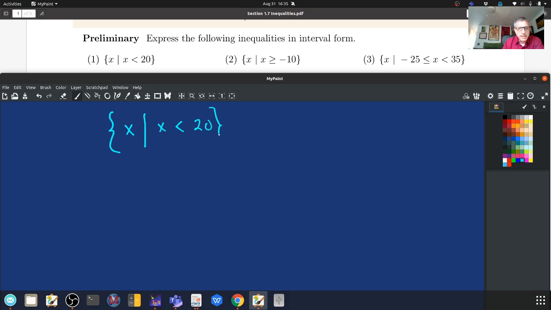So this is a set. It's indicated by being enclosed in two curly braces. This is how you read it. X is always considered to be a real number.